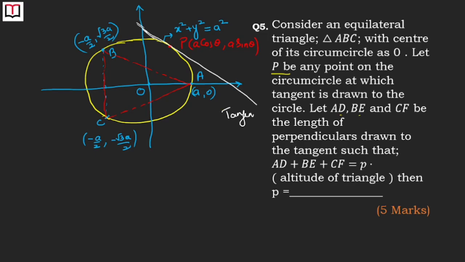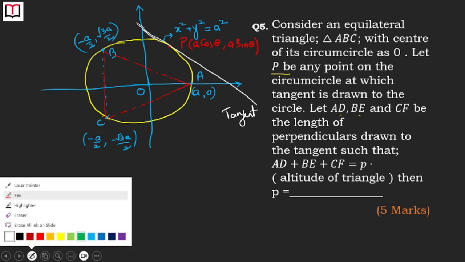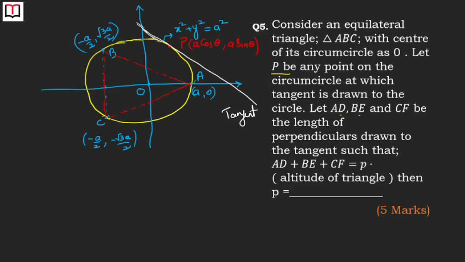Now perpendiculars are drawn from A on this tangent. From A, the foot of perpendicular is D, from B the foot of perpendicular is E, and from C the foot of perpendicular is F. So what do we need? We need the length of these perpendiculars, AD plus BE plus CF. As I said, I'll be using coordinate geometry because we are good at that, isn't that so?